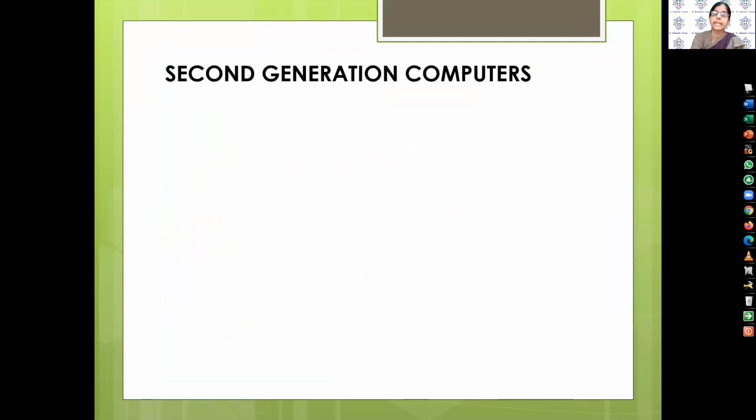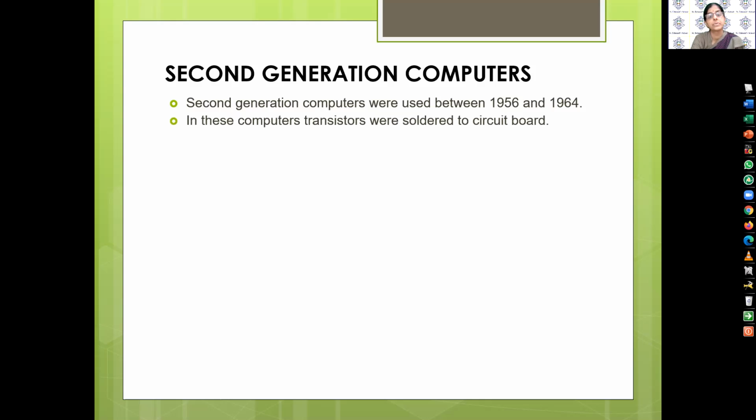Now come to second generation computers. Second generation computers were used between 1956 and 1964. So the timeline is 1956 to 1964. In these computers, transistors were soldered to circuit boards. So what change comes? In first generation, vacuum tubes are used, and in second generation, transistors were soldered to circuit board. So look at this picture of transistors.